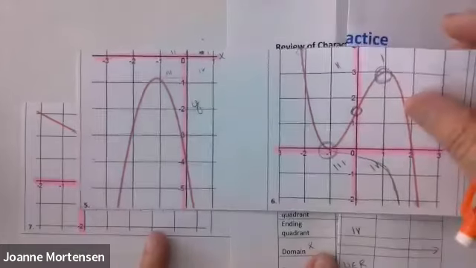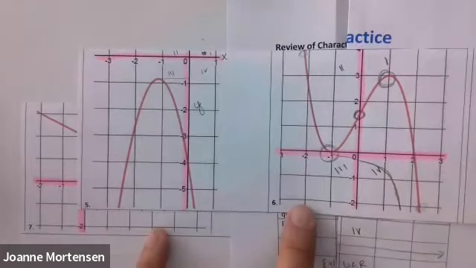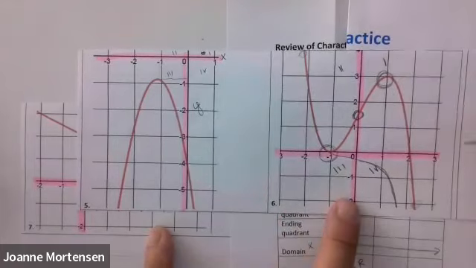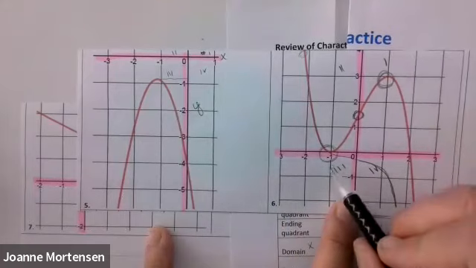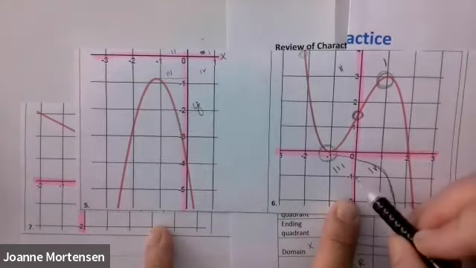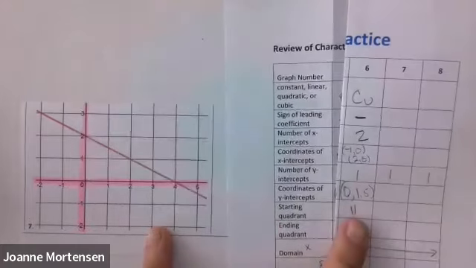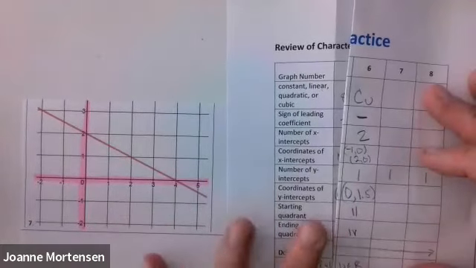Yes? Coordinates for x, does it matter what order you put them in? Like -1 and 0 or -1? It does matter a lot because -1 and 0 is here. 0 and -1 is down there. So order matters. And I will show you a quick trick at the end here.